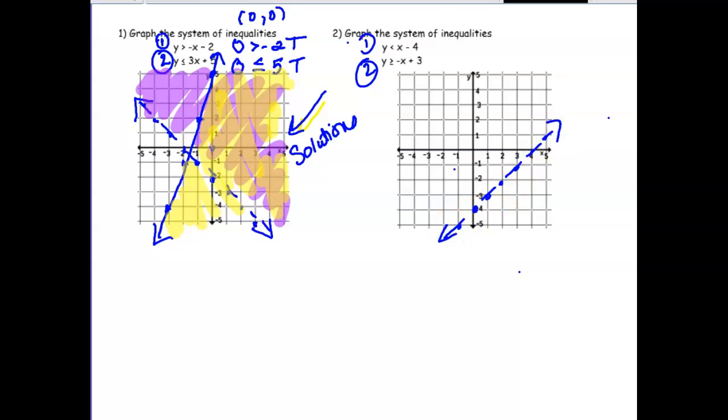Okay, when I check the point (0, 0), I end up with 0 is less than -4, and that's a false statement. So that means that point (0, 0) is not going to be in the shaded area. The other side's going to be shaded. So it's going to look like that right there.